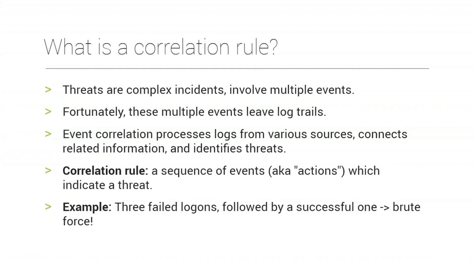For example, let's say there are three failed logons followed by a successful one. This is the typical pattern which signifies a brute force attack. Or, like we already discussed in some of the previous slides, an unidentified service is installed and started up on several devices. This could indicate a malware spreading through your network. So there are several ways that you can frame these correlation rules.